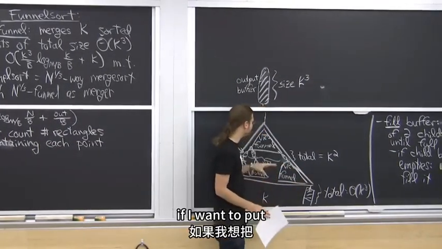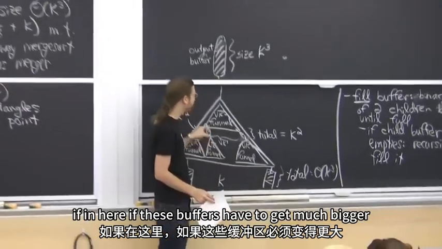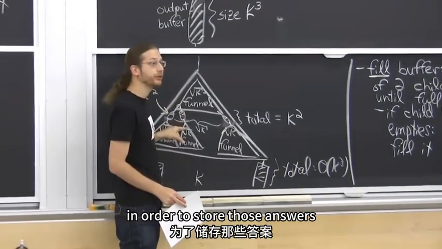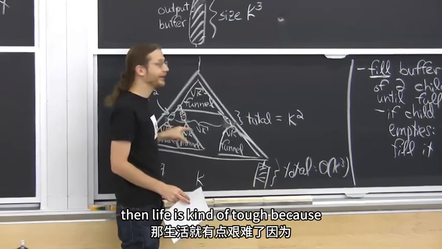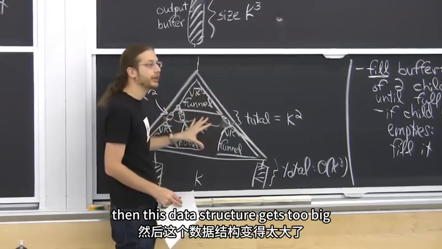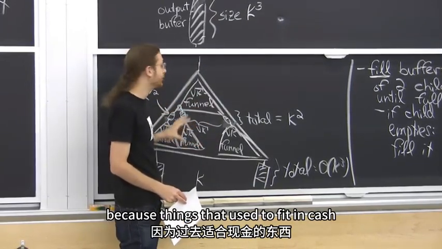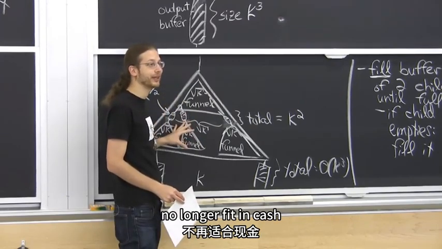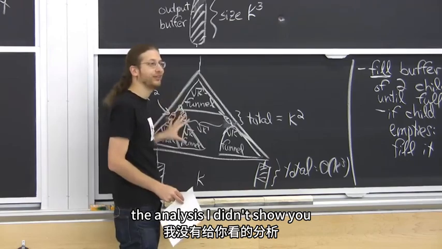If these buffers have to get much bigger in order to store those answers, then life is kind of tough, because then this data structure gets too big, and then my analysis goes out the window because things that used to fit in cache no longer fit in cache. The analysis I didn't show you.